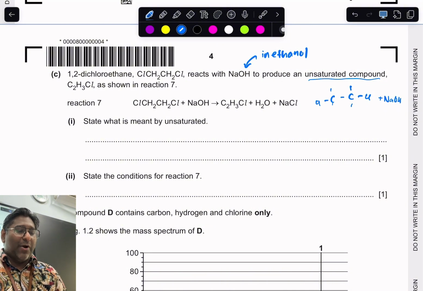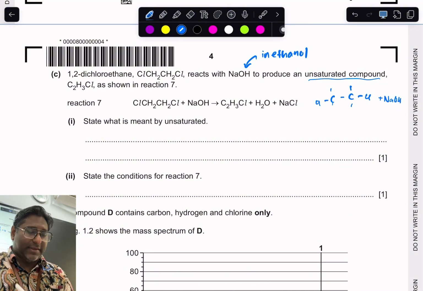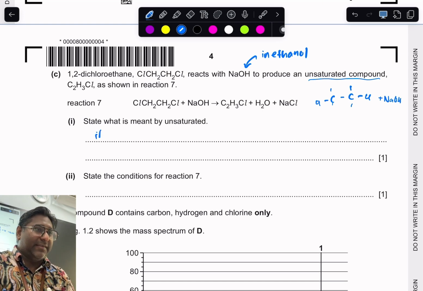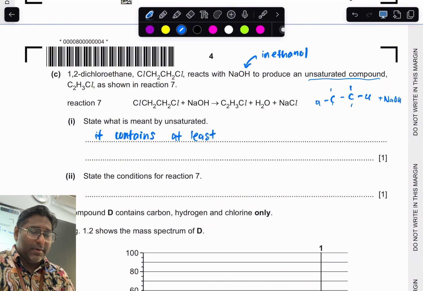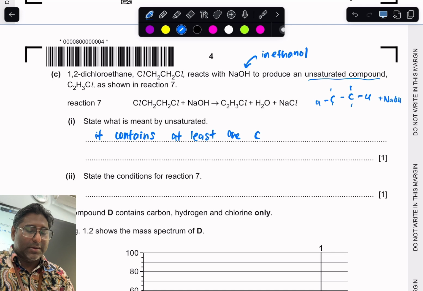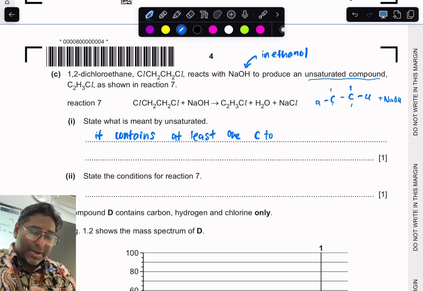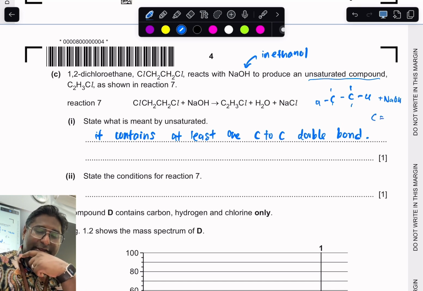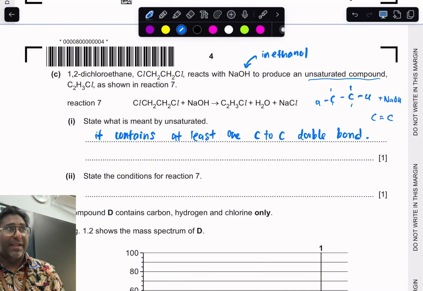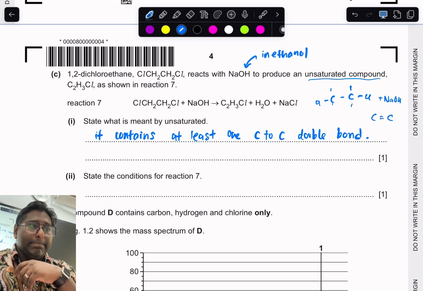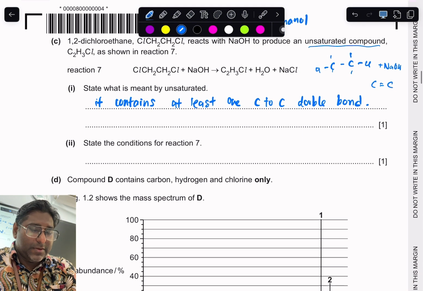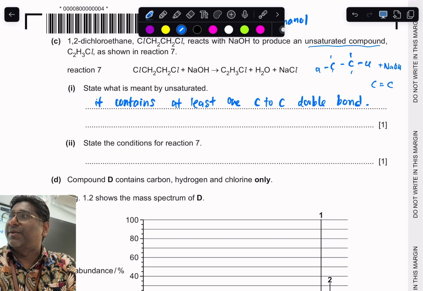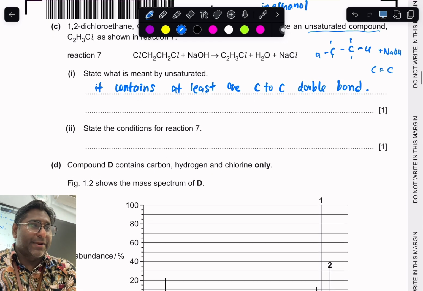As shown, state what is meant by unsaturated. It contains at least one carbon to carbon double bond. At least one, because sometimes we tend to write like this. I don't want that, it can be misinterpreted. You can say it contains at least one carbon to carbon double bond, or it can also be a triple bond, but I think in this case if we mention double bond it is still okay. Now state the condition for reaction 7.